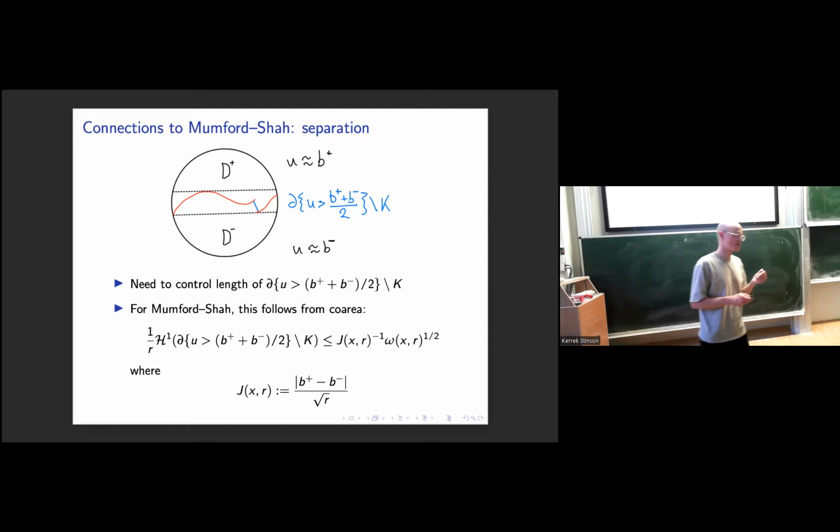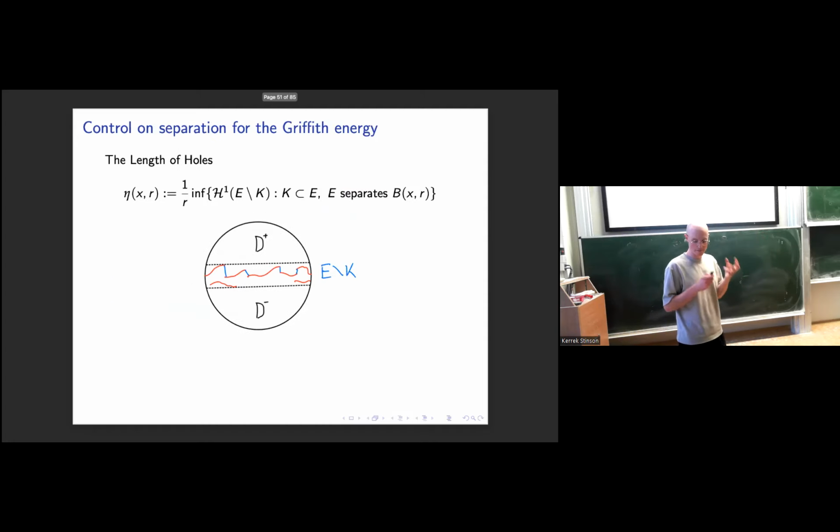For us, we do a similar thing, which is we want to measure how far away the crack is from being separated. And for this, we introduce a new notion, which is the relative length of holes, or the normalized length of holes. Not a beautiful name, but we wrote it and we stuck with it. And what it's doing is exactly what we did in the previous picture. It's saying you have a crack. How much do I have to add to the crack to make it topologically separating?